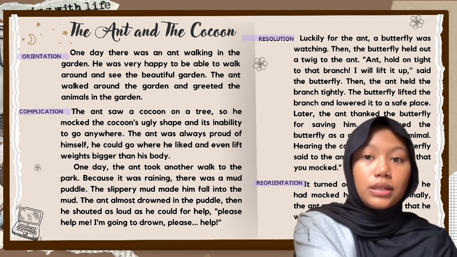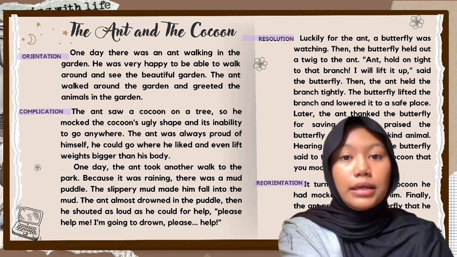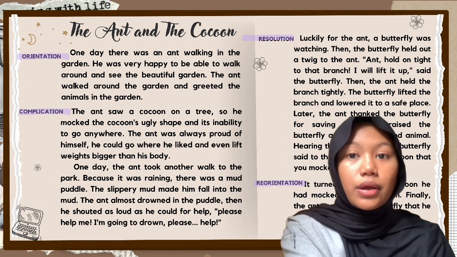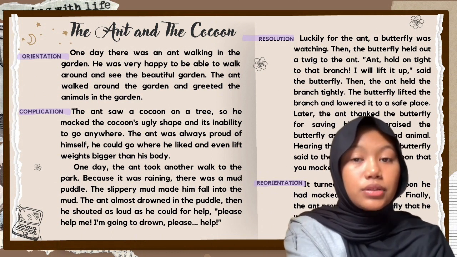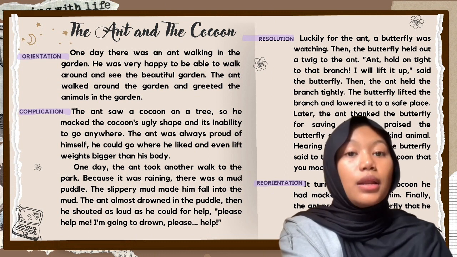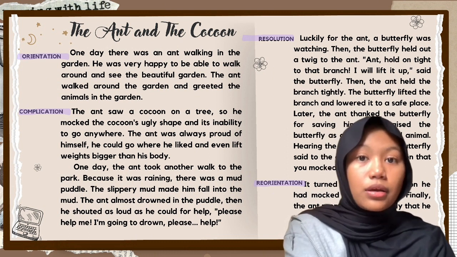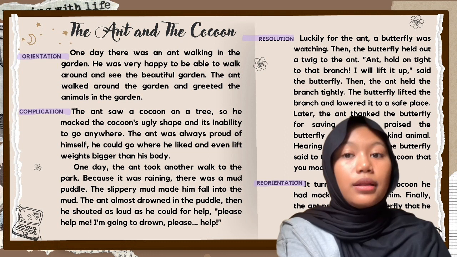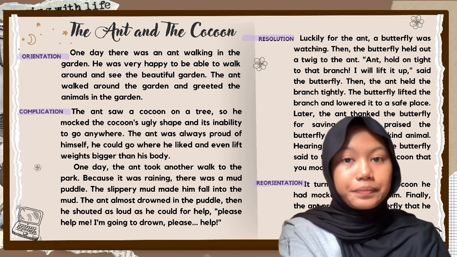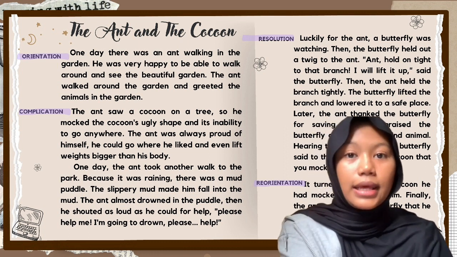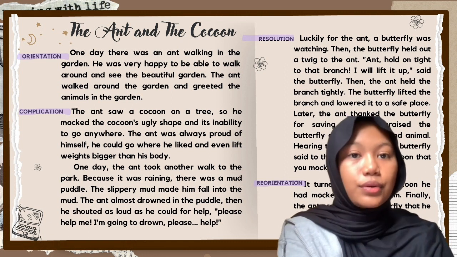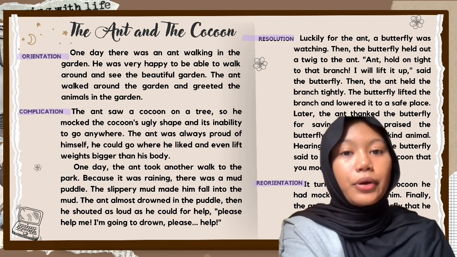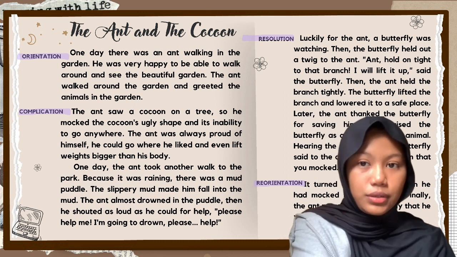For the complication, the ant saw a cocoon on a tree, so he mocked the cocoon's ugly shape and its inability to go anywhere. The ant was always proud of himself. He could go where he liked and even lift weights bigger than his body. One day, the ant took another walk to the park. Because it was raining, there was a mud puddle. The slippery mud made him fall into the pond.